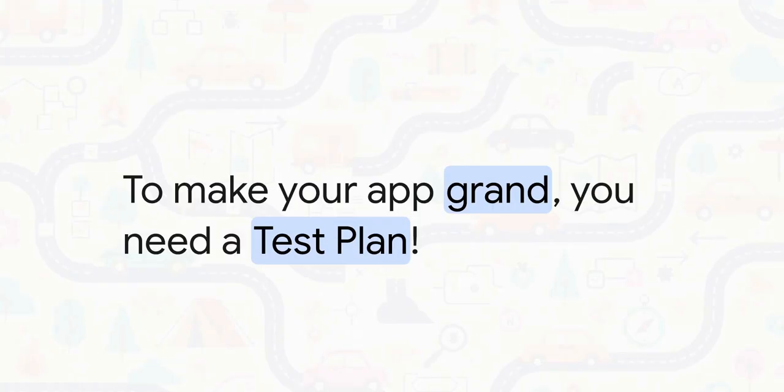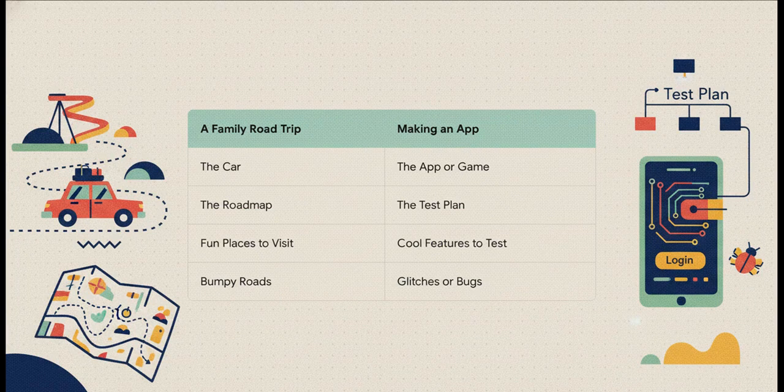This is a big idea, so you know what that means? It's time for our memory lock system. Get ready. First, we say the rhyme. To make your app grand, you need a test plan. Now for the hand move. Pretend you're unrolling a big old treasure map. Whoosh! Let's do it all together one more time. To make your app grand, you need a test plan. Whoosh! Sparky's got it.